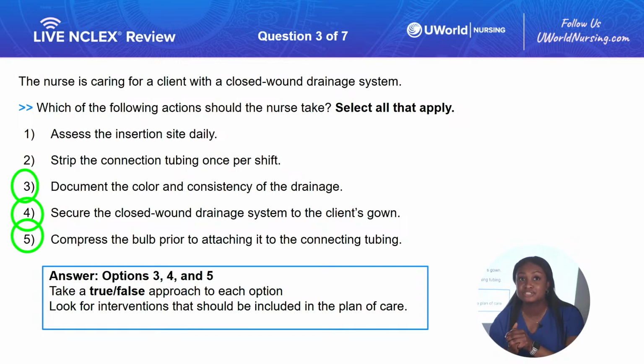Then the reason why option 2 is incorrect is because we don't want to increase the risk. If you strip the connection tubing, you're increasing the risk of it getting dislodged or pulling the client's skin or pulling out from the specific area that the provider inserted it in. So you just want to avoid that at all costs in general. So options 1 and 2 are incorrect for safety reasons, but you guys did pretty good.